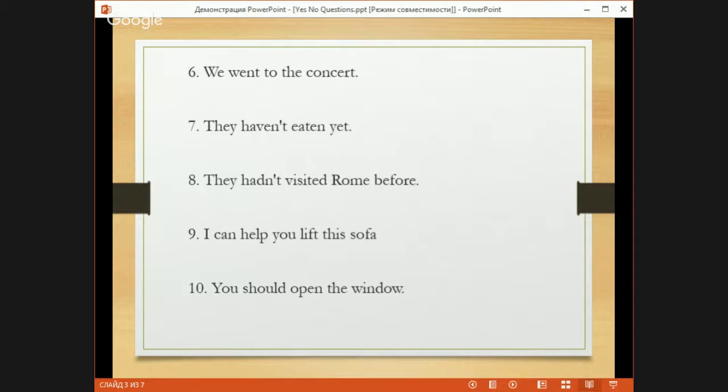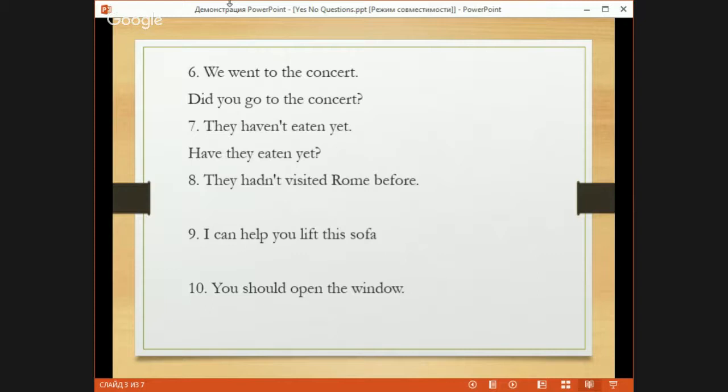I guess you had enough time because if you got the point, it will be very easy for you. So the first one we have here, we went to the concert. This is past simple, and for past simple, auxiliary verb usually is did. So we need to say, did you go to the concert? They haven't eaten yet. We have here present perfect, so we ask, have they eaten yet? And the answer will be no.